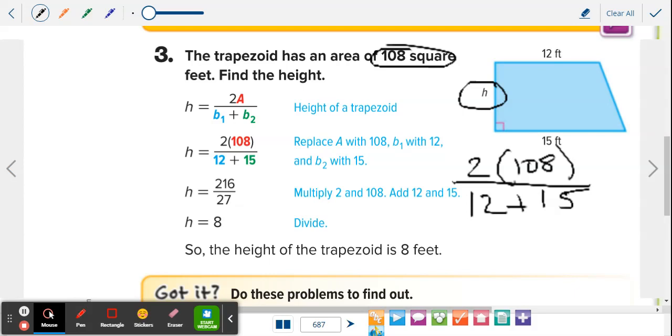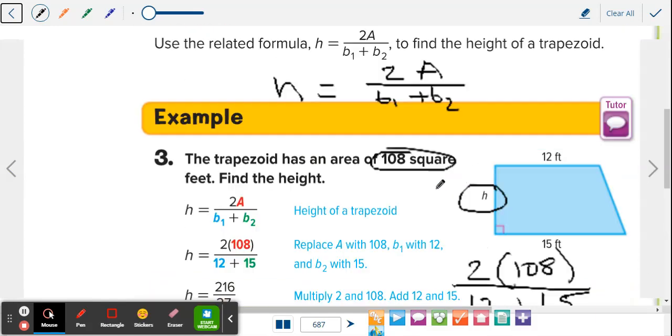And what do we get for our height? There's 8 feet. It's not 8 feet squared because we're not finding the area. We're finding the height. So height equals 8 feet. So whenever you use this formula, you're just finding the height of the trapezoid.